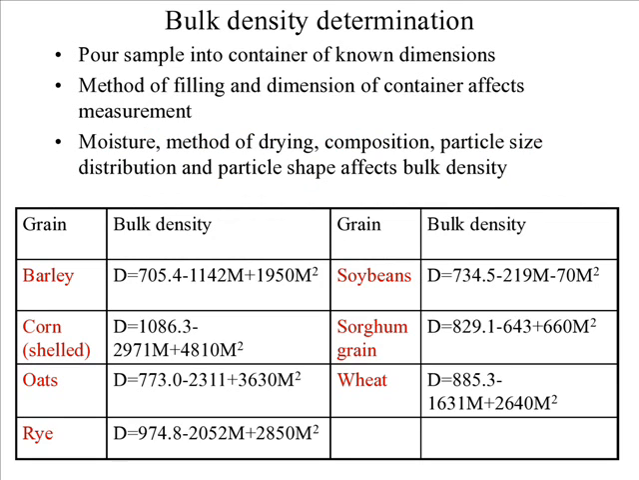In contrast, we also have the determination of bulk density. In this case, you pour the sample into a container of known dimensions, and you note that the method of filling and dimension of container affects the measurement. Also, moisture, method of drying, composition, particle size distribution, and particle shape affects the bulk density. Below you see the bulk density of several grains: barley, corn, oats, rye, soybean, sorghum grain, and wheat.